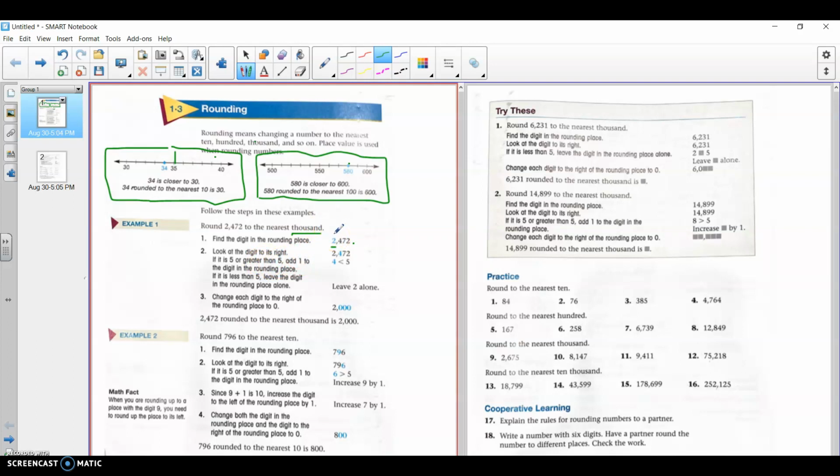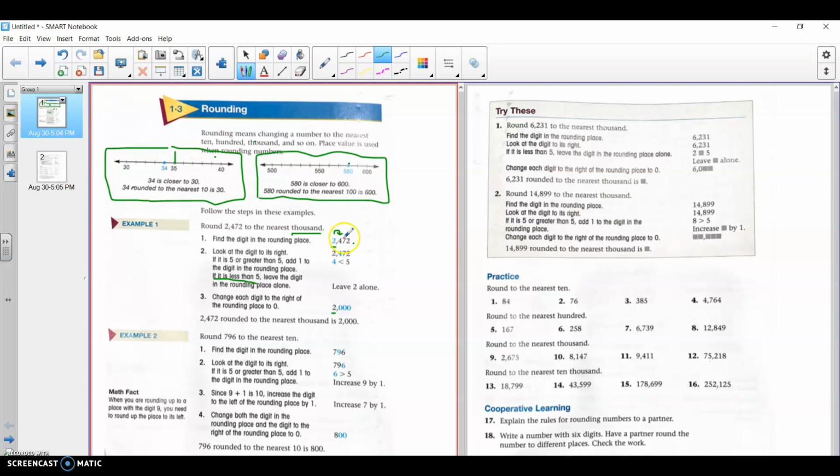Okay, so they want you to look at the neighbor to the right, which in this case is a 4. Now it says if it's less than 5, and in this case it's a 4, leave the digit in the rounding place alone. So as you can see, they've highlighted the neighbor, which is a 4, and 4 is less than 5. So we're going to leave the 2 alone. And there it is. The number that we underlined at the beginning stays the same.